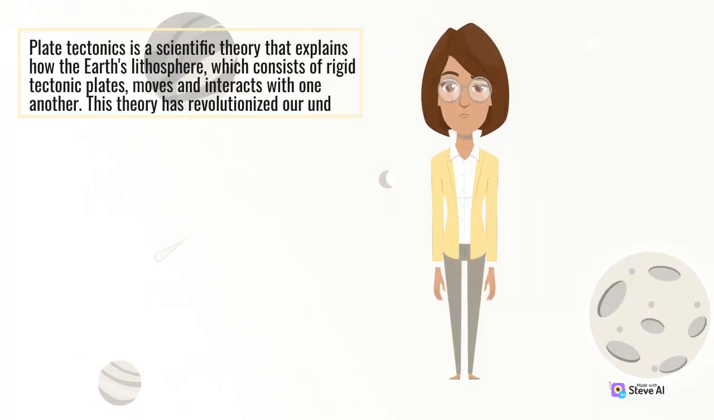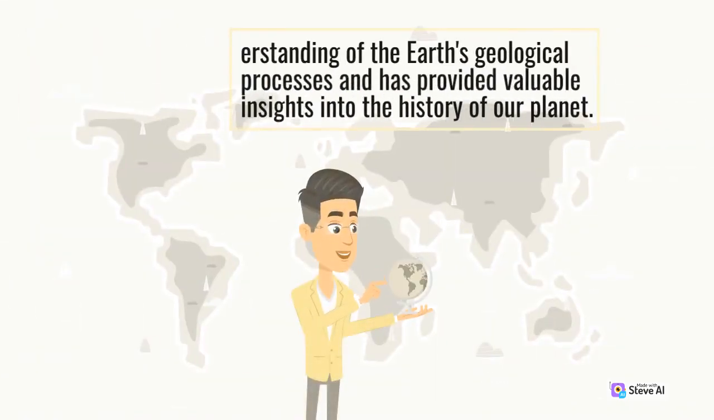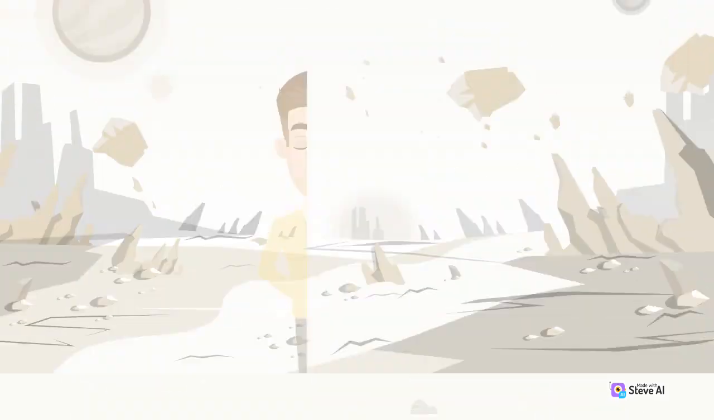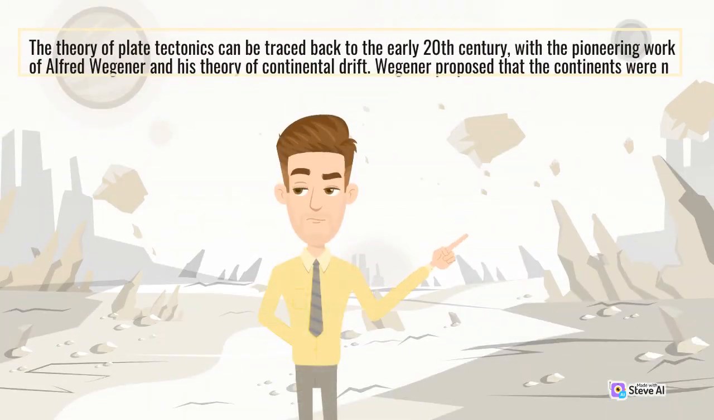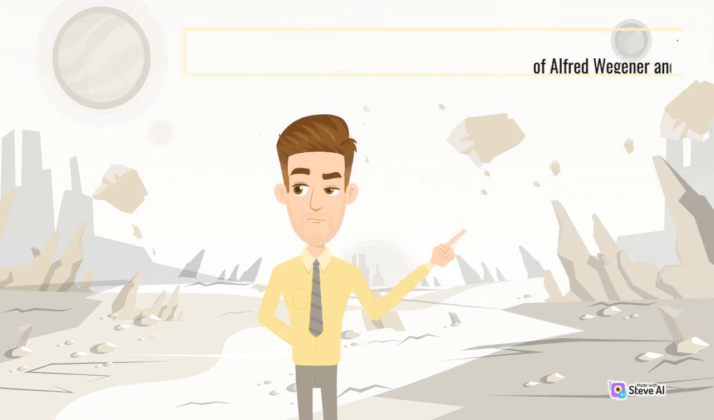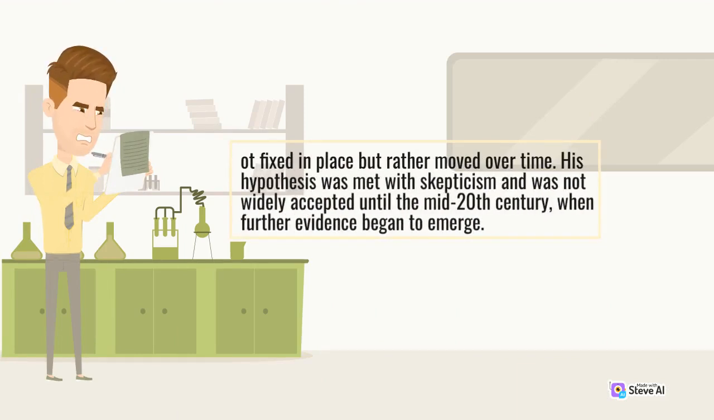Plate tectonics is a scientific theory that explains how the Earth's lithosphere, which consists of rigid tectonic plates, moves and interacts with one another. This theory has revolutionized our understanding of the Earth's geological processes and has provided valuable insights into the history of our planet. The theory of plate tectonics can be traced back to the early 20th century, with the pioneering work of Alfred Wegener and his theory of continental drift. Wegener proposed that the continents were not fixed in place but rather moved over time.